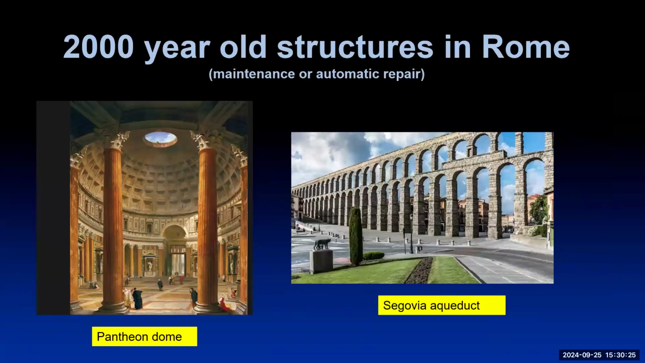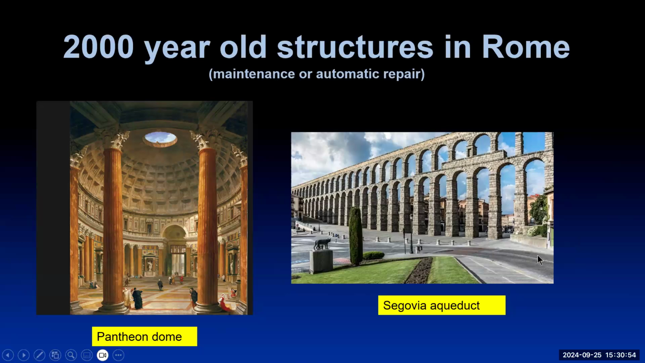I've already covered that. Look at some other things that we could learn, though. First one is unreinforced masonry. The Pantheon Dome in Rome has no reinforcing in that dome. It's kept up by gravity. And it's lasted for over 2,000 years.